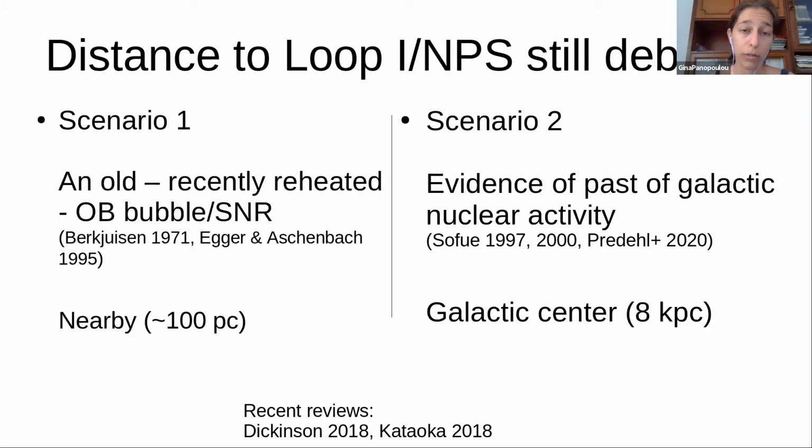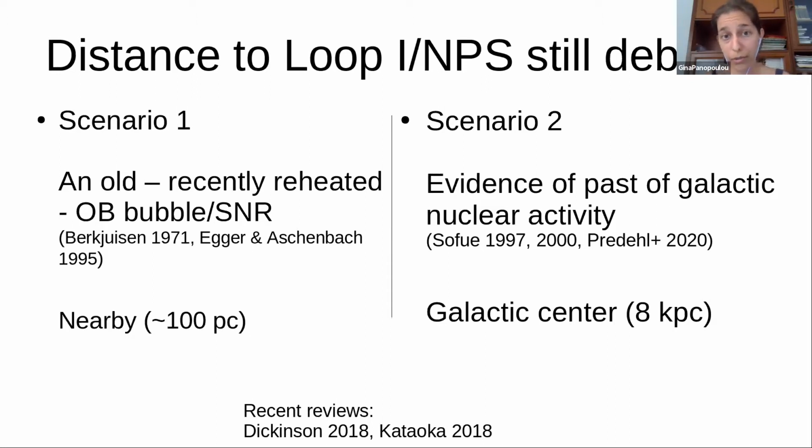One is that loop 1 and the North Polar Spur is an old and recently reheated supernova remnant. Combined activity from nearby OB stars and their winds and supernova explosions somehow created this structure in the very near vicinity of the sun, so around 100 parsecs from the sun. So in this scenario, the physical size of loop 1 is of order 200 parsecs or so. And its large angular size is explained just because it's very, very nearby. It's in our face. But there's a second scenario that posits a totally different origin and distance.